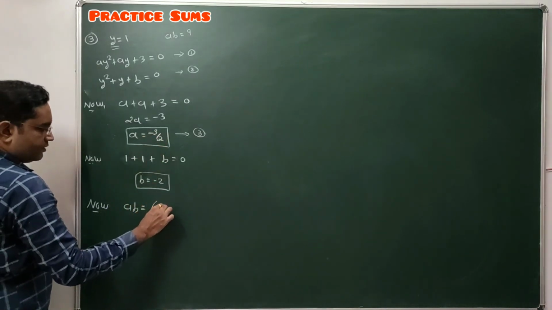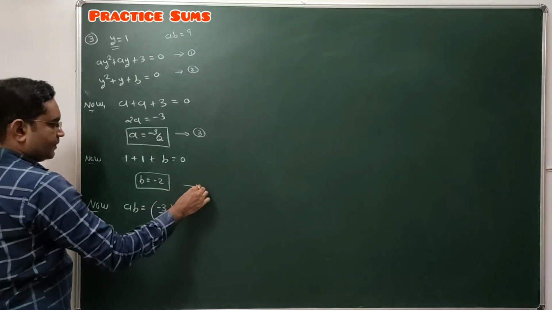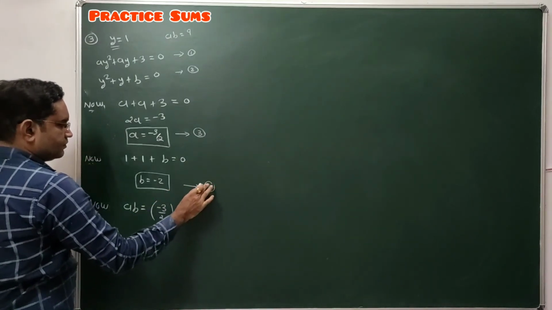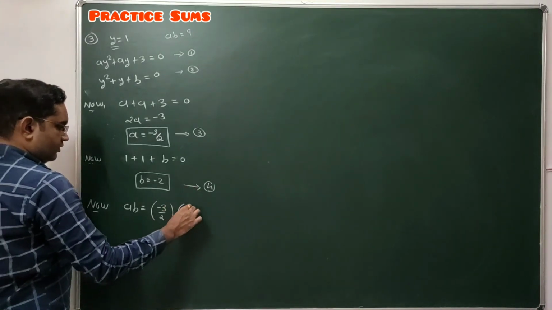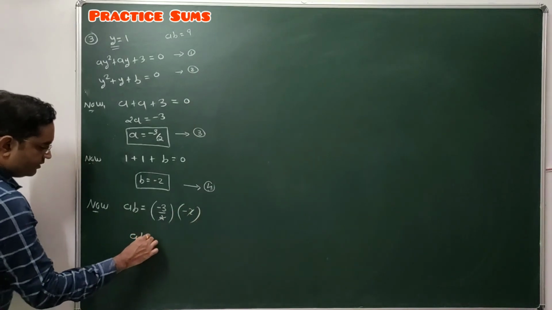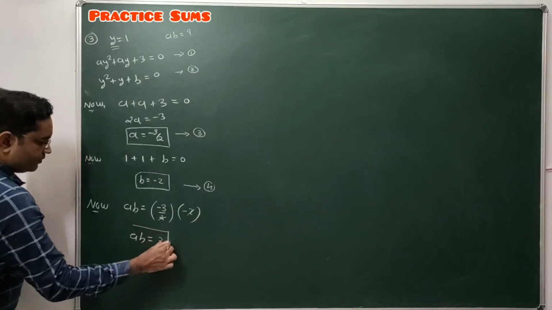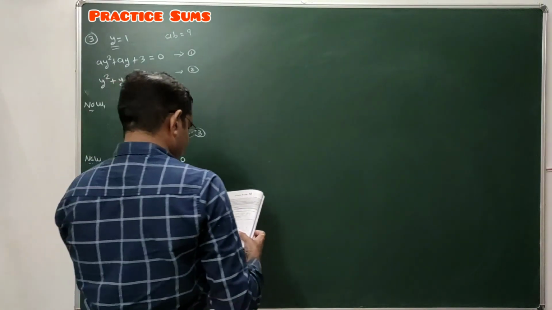A is minus 3 by 2 according to result number 3, and b equal to minus 2 according to result number 4. Minus minus plus, 2 cut. So our answer is ab equal to 3. AB equal to 3 is the answer. Clear, students? Very simple questions are there.